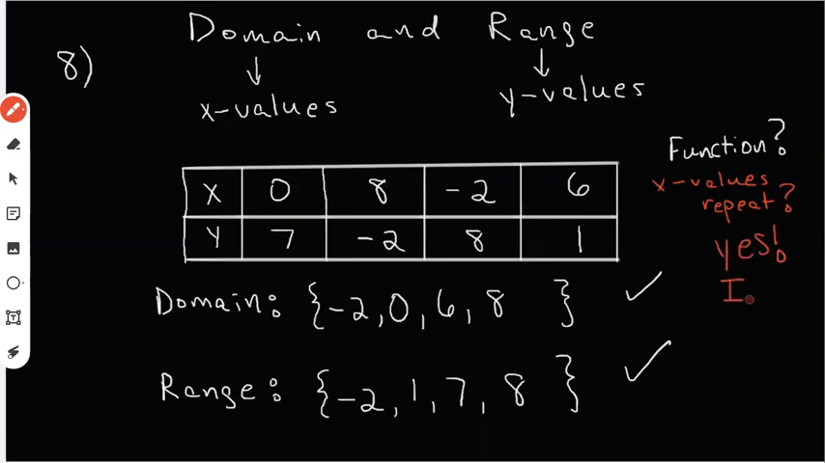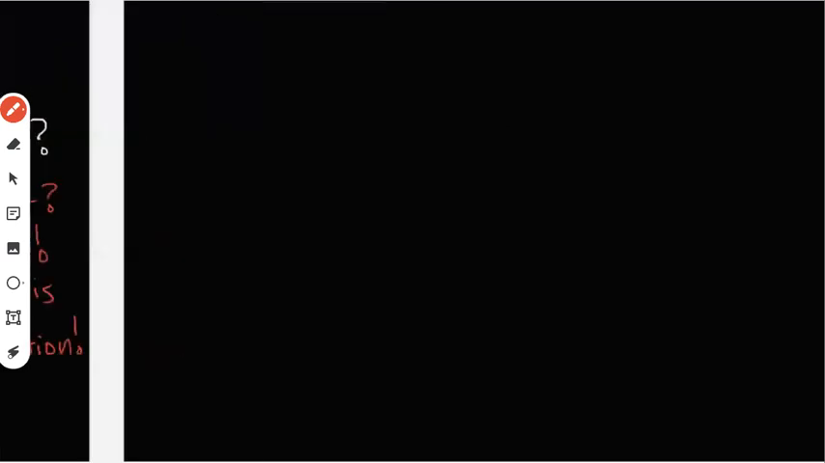It is a function. So just writing that out reminds you that you look at the x values and whether or not they repeat themselves. That's how you determine whether or not something is a function. Okay? Let's move on to number nine.